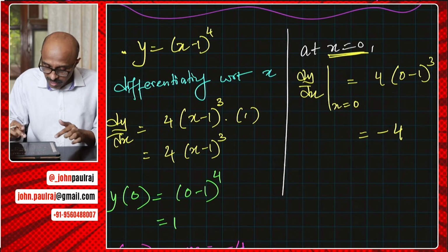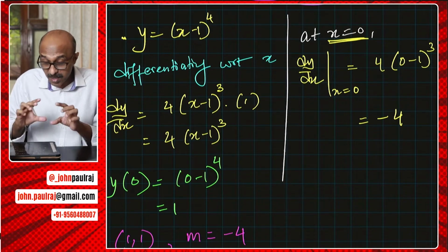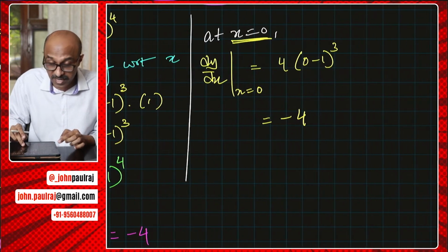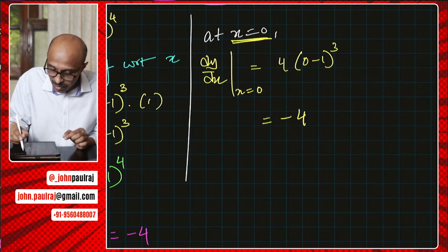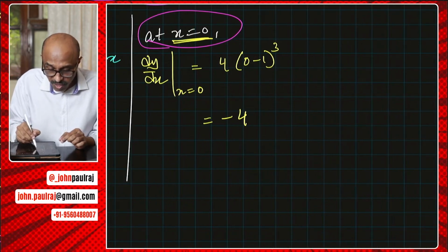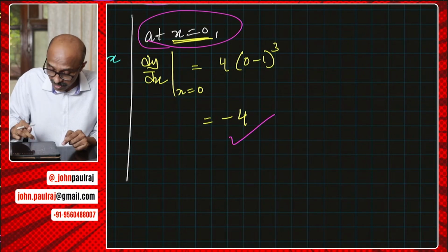What did we do? We just differentiated y, dy by dx, and that gives us the expression for the slope of the tangent. They'll have given you some point where you need to find the equation of the tangent, at x equal to 0. In this case, we just substituted x equals 0 in that expression for dy by dx, and that's the slope of the tangent line.